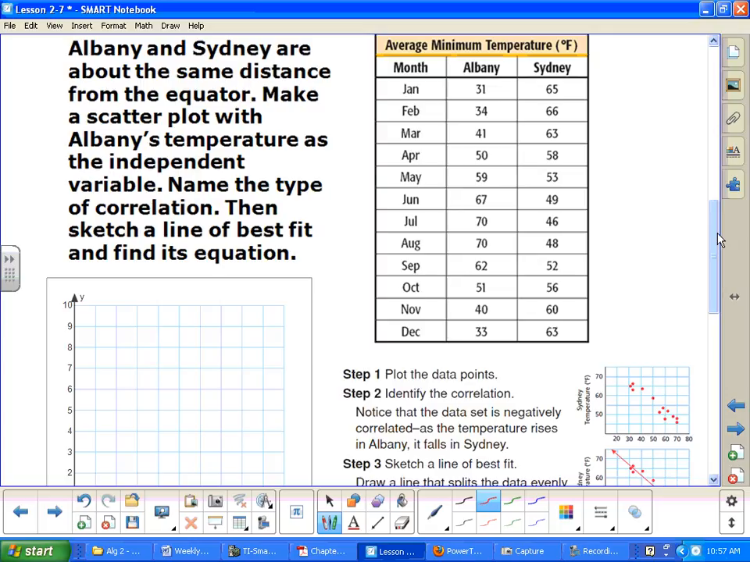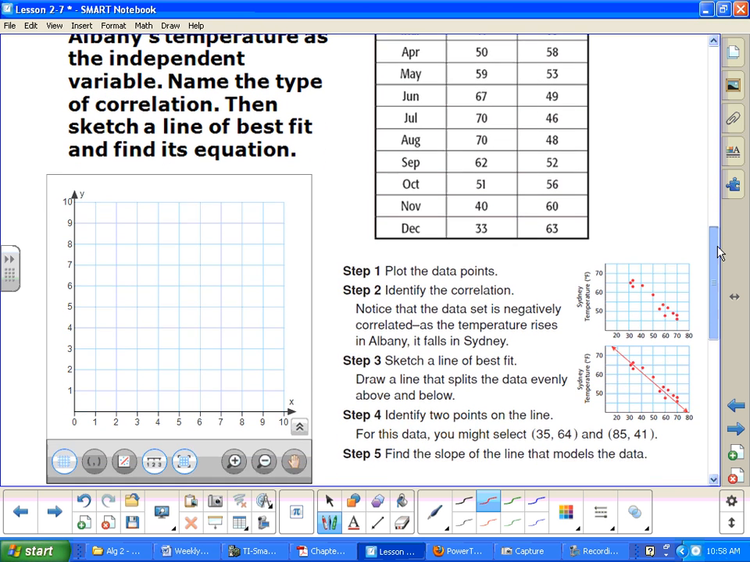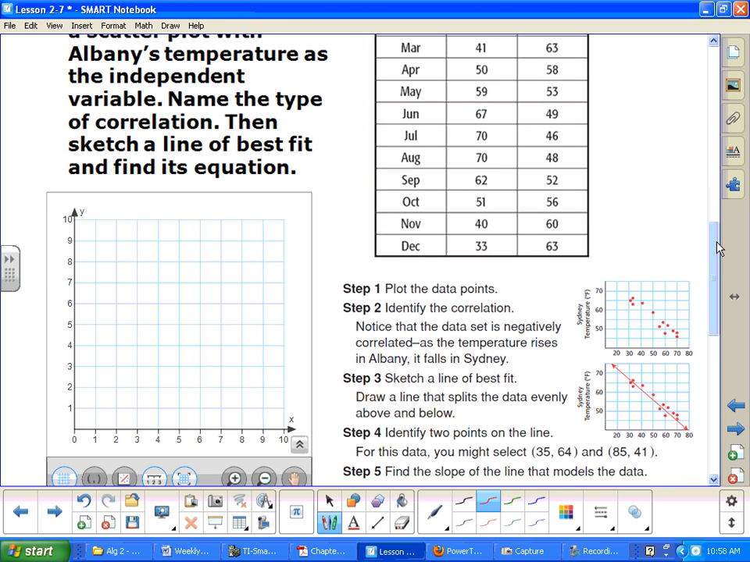So when I start numbering on my scatter plot, if I choose to, I could start numbering at 30 for Albany, and I could start numbering at 40 for Sydney. Okay. Because the line we're going to find, the best fit line, we can do it that way. We don't have to necessarily see our y-intercept. If you want to, you can. So we could just go from 0 to 100 on the x or the y, or go from 0 to, I guess, 70 or 75 if we wanted to also.